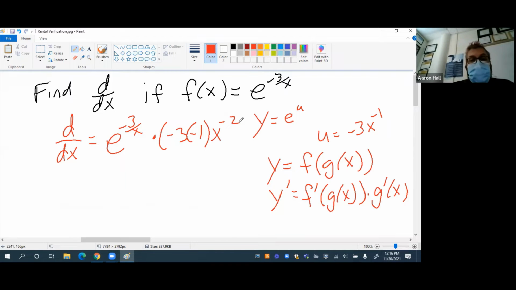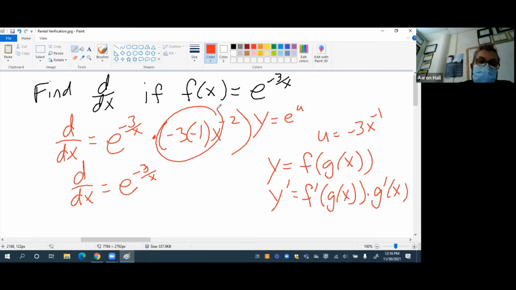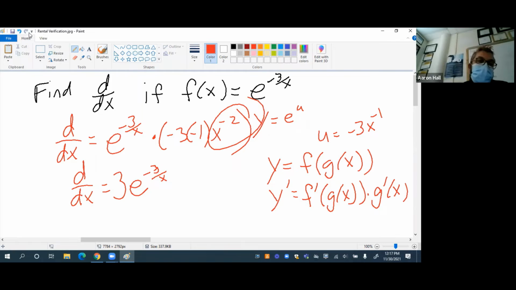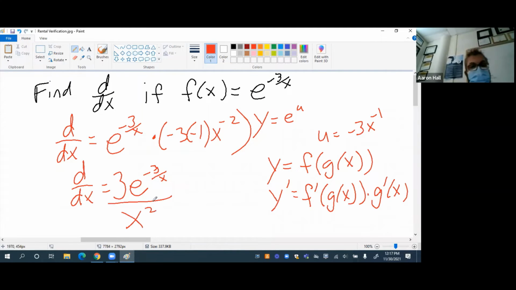Yeah, there you go. To clean that up, we could do d dx equals e to the power of negative 3x. And then we have a negative times a negative, which is a positive. So that'll give us a 3 here. And then we have a negative exponent, so we could move that to the denominator. So we have a 3 here. And then we have this x to the power of negative 2, move that to the denominator. So that gives us x squared here.